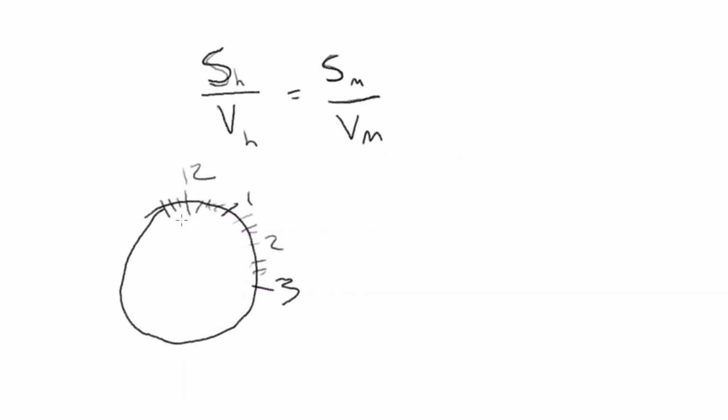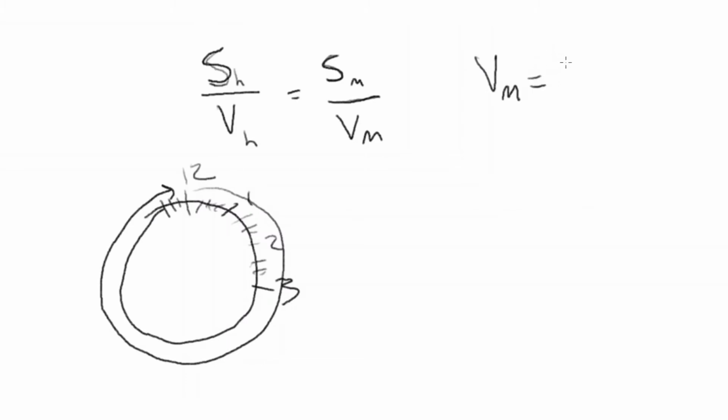There's 60 of them to get all the way around the circle. So in 1 hour, the minute hand travels 60 tick marks. We declared that a tick mark is our unit of distance here because why not? It makes it easy. So our velocity of the minute hand, I'm going to say V minute hand equals 60 tick marks per hour. Now, that was easy enough.